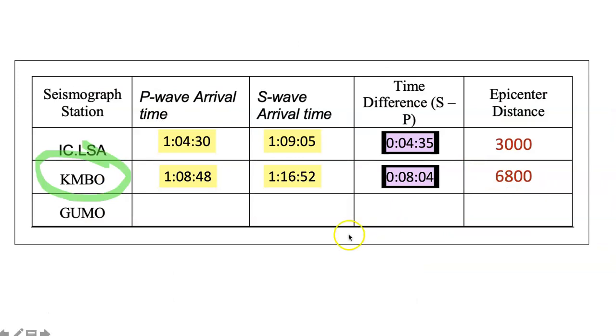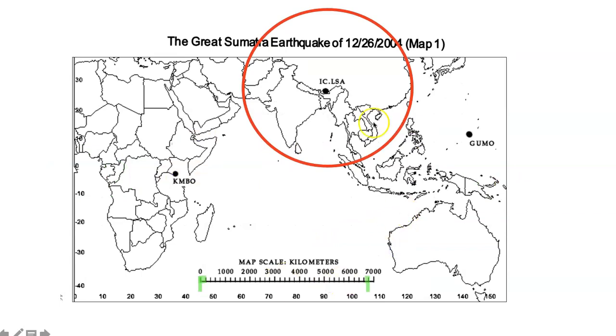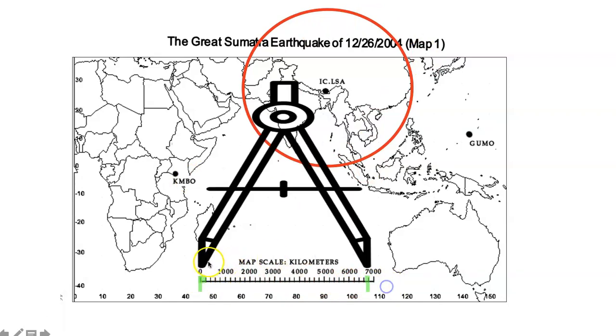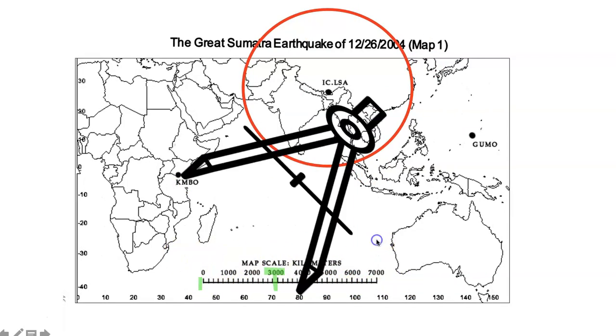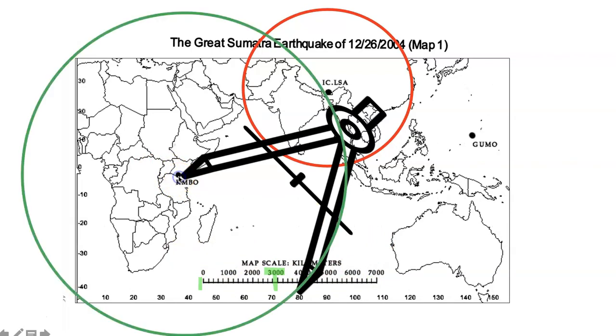Let's do the next one, KMBO at 6,800 kilometers from the epicenter. So here's what we have so far. Now we have 6,800 kilometers, so we need to widen our drawing compass. We put it on the KMBO point and draw our circle, which here I've done in green. Don't worry if it goes off the map. Now you can see we have two places where these curves meet. Once we have our third one, Guamo, it should intersect either up here or down here and show us where our epicenter is.